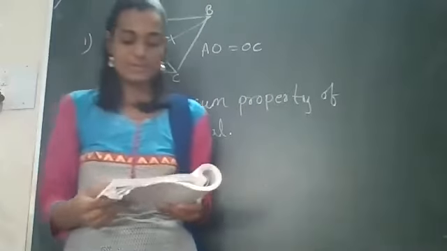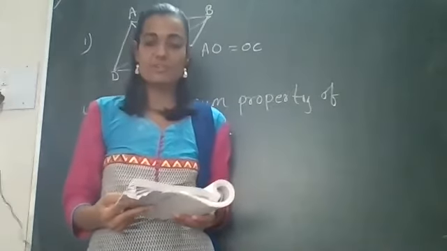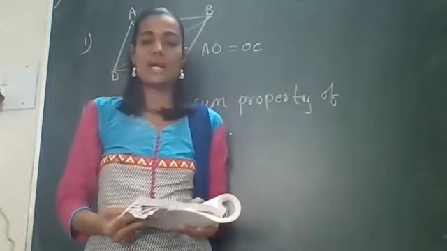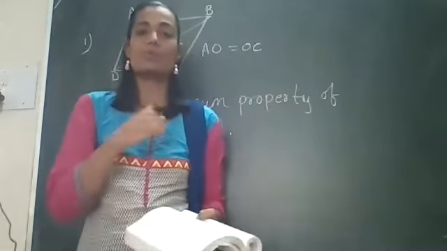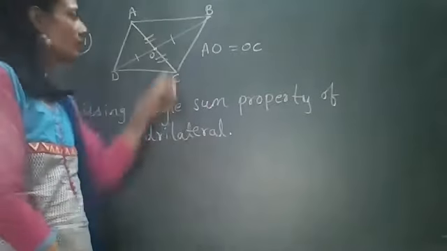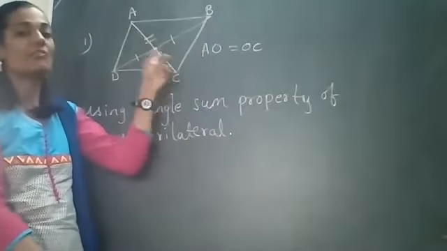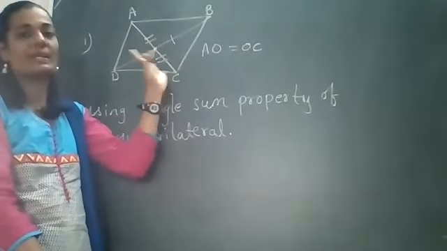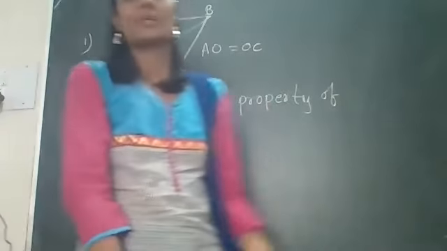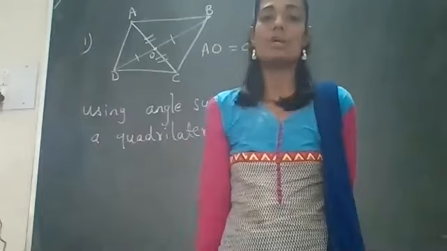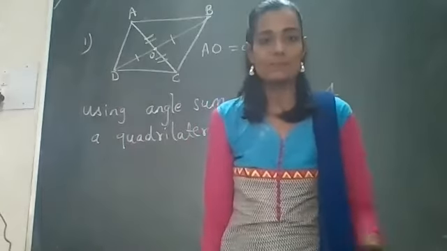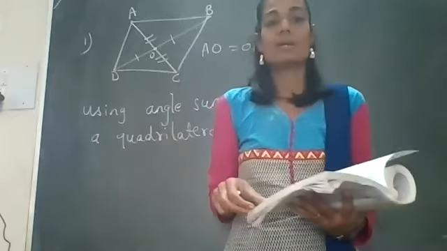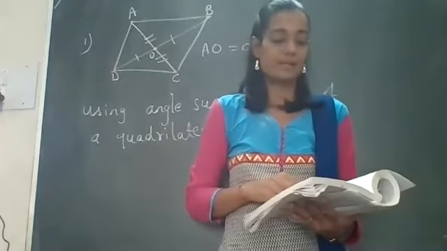And theorem 8.7 says, if the diagonals of a quadrilateral bisect each other, then it is a parallelogram. Opposite of this. If the diagonals of a quadrilateral bisect each other, then it is called a parallelogram. These all are the properties of a parallelogram only that you have to remember. This is very helpful next year in 10th standard.